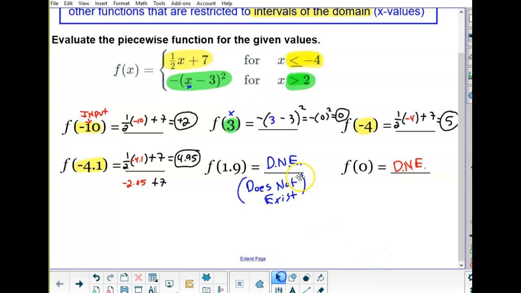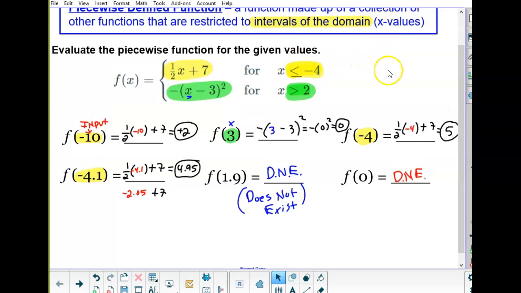Okay, so that just is how we evaluate piecewise functions, but what I really hope you think of is, if I asked you to graph this, our graph is going to have two pieces. Why does it have two pieces? Because there's two different equations, and each equation is going to be over a specific domain, which, remember, domain is your set of x values.